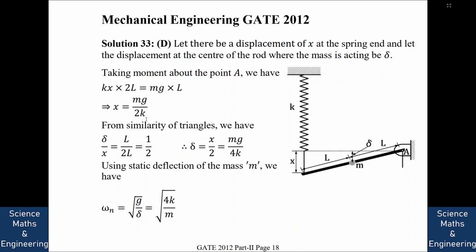Now from similarity of triangles we get delta by x is equal to L by 2L. So it is half, and delta would be equal to mg by 4k. Now using static deflection of the mass m, we have omega n equal to root over g by delta, which is equal to root over 4k by m. So our natural frequency in radian per second is root over 4k by m. If we need it in hertz, then it will be 1 by 2 pi root 4k by m. So we'll go to the next question.